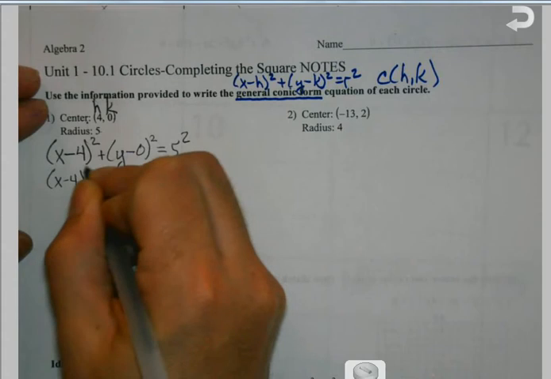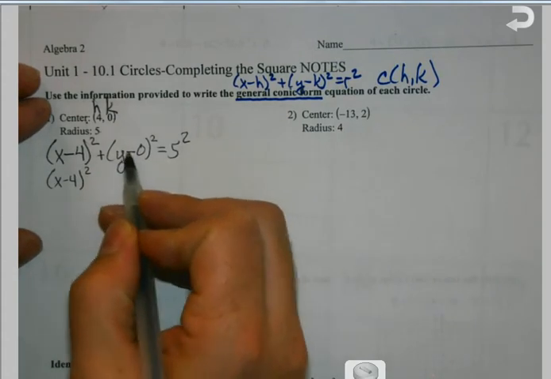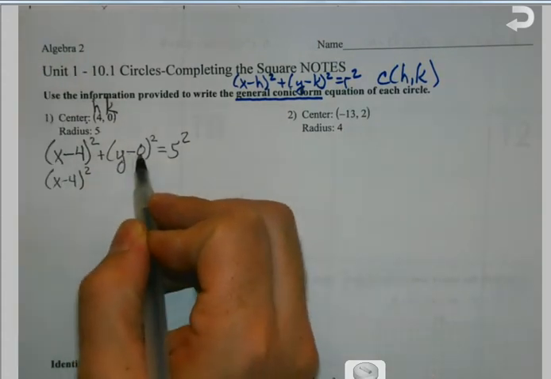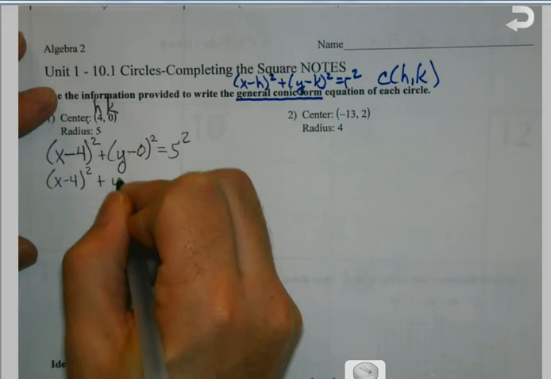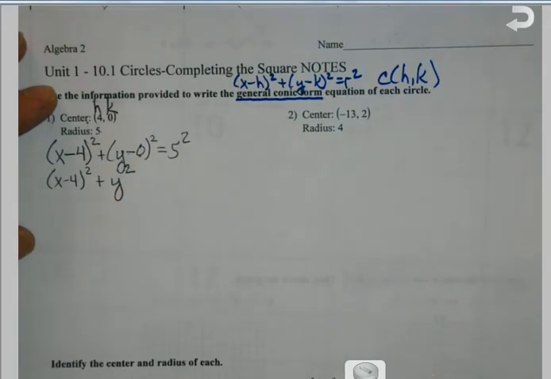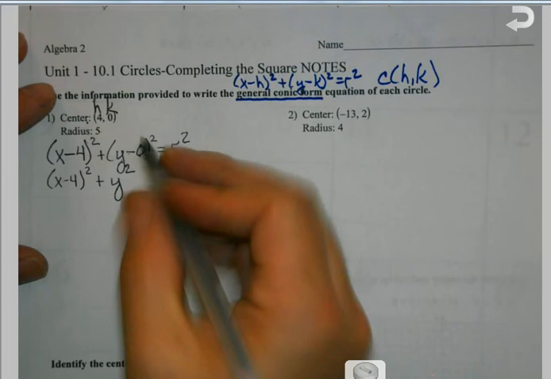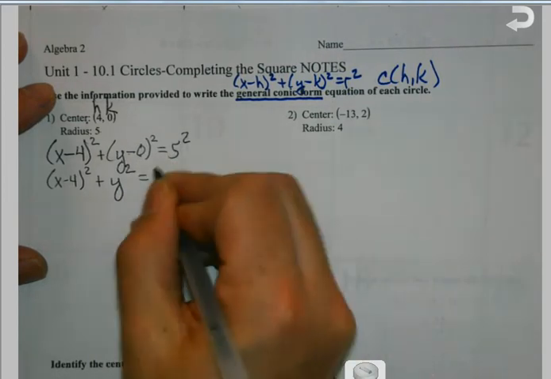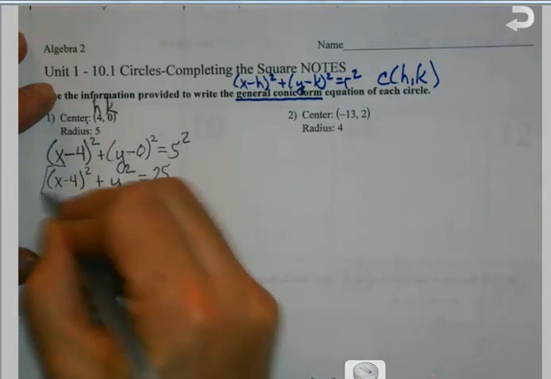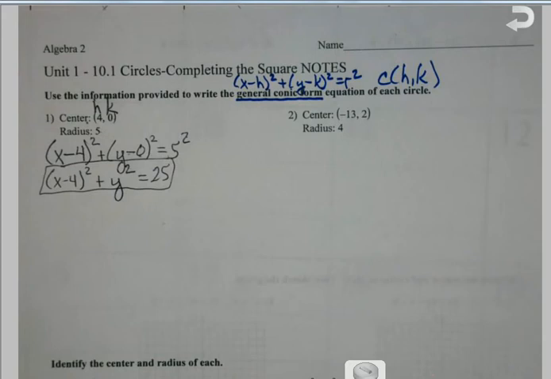Nothing with my first part. Here, if I'm minusing 0 for something, I'm really not taking anything from it. So this would just be written y squared. Would it be wrong if I wrote y minus 0? No, but we usually don't do that. And then 5 squared is 25, and that would be my general conic form of the equation of this circle.